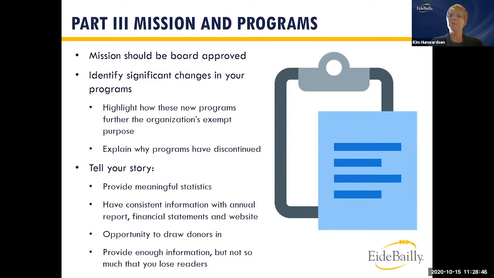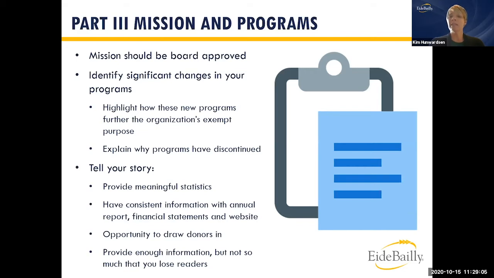A lot of times we see organizations trying to put a real big narrative into this mission statement, and it really shouldn't be that. It should be, what's that mission that's been approved by your board? Because you're going to have an opportunity to tell about the accomplishments later down in the next section.